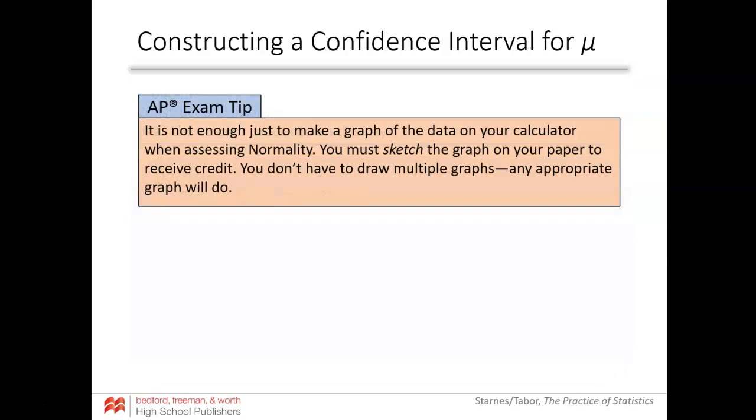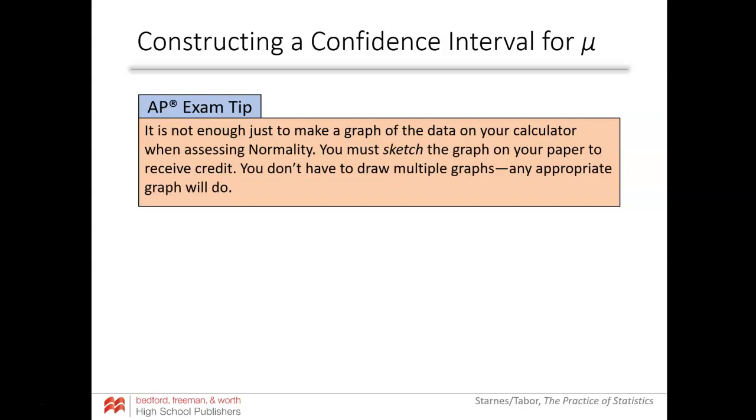It is not enough to just make a graph of the data on your calculator when you're assessing that normality. They made a dot plot last time. A lot of kids are very happy calculator typers, which is great, but then you do need to go transfer it to your paper. You don't have to do it more than once. Just pick your favorite graph and go with it.